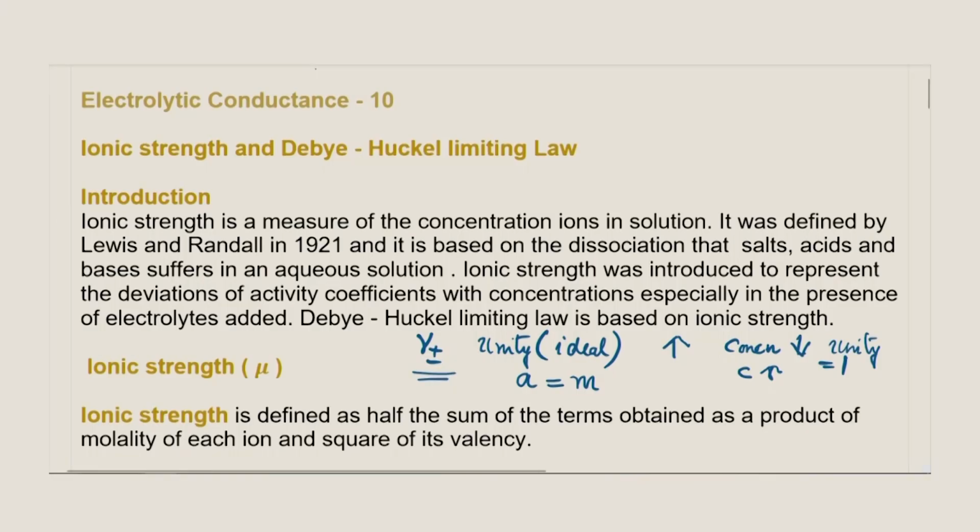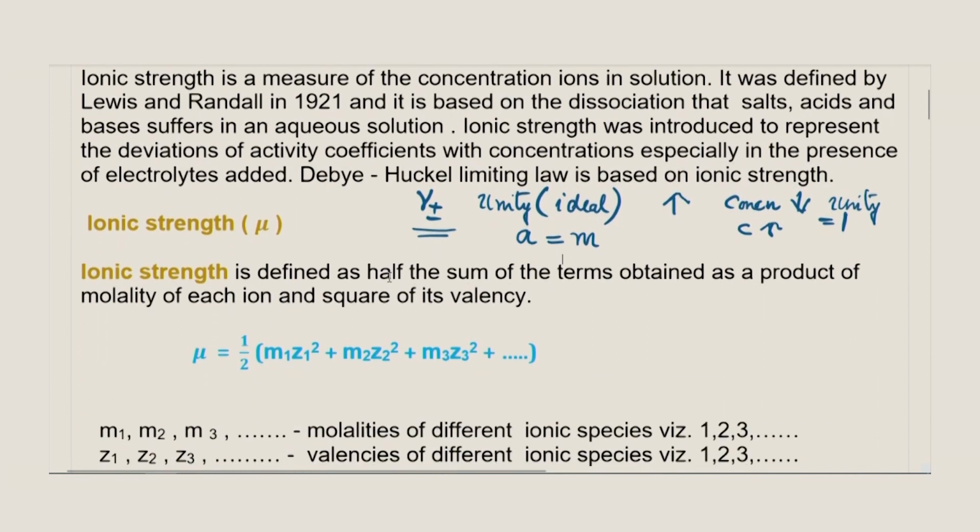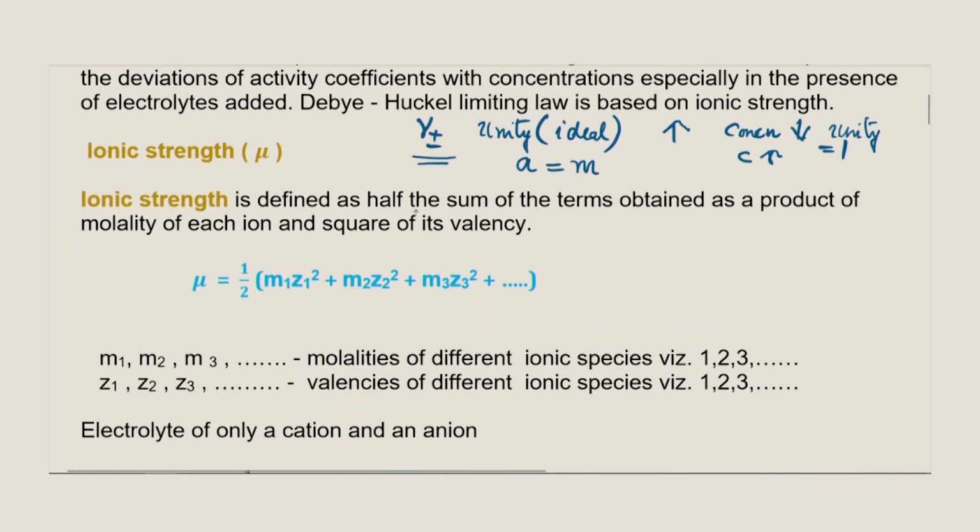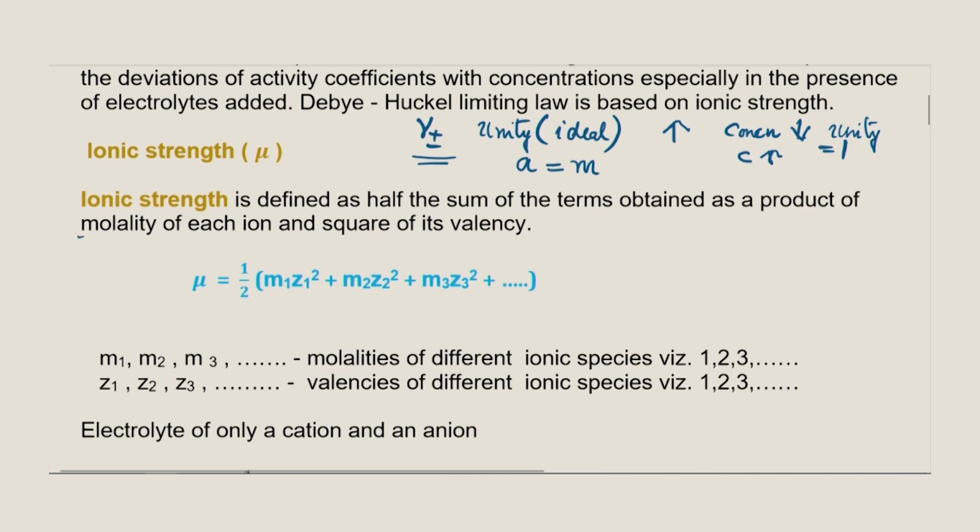So, first we will see what is ionic strength. Ionic strength is defined as half the sum of the terms obtained by the product of molality of each ion and square of its valency. That is, you have to take the product of molality with square of valency of each ion. So, this is the expression.